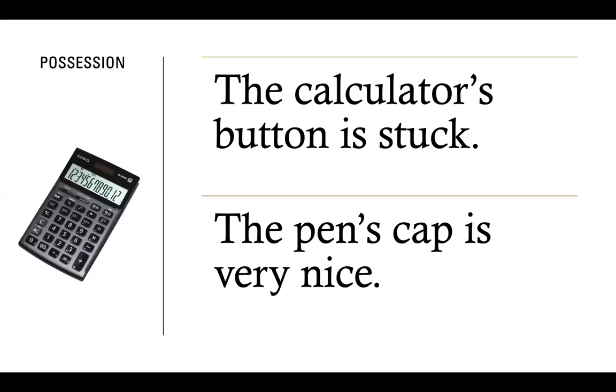We'll take a look at a few more examples so you get the hang of it. So here, the calculator's button is stuck. The button belongs to the calculator, so you use an apostrophe. Or the pen's cap is very nice. The cap belongs to the pen, or the pen owns the cap. So again, you use an apostrophe here between the last letter and the S.